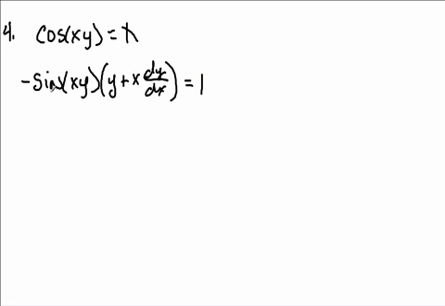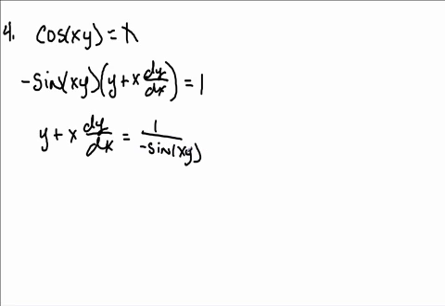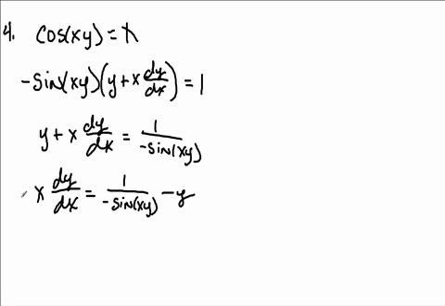So the first thing I want to do is divide both sides by the sine. And that gives me y plus x dy dx equals 1 over negative sine xy. Okay, well, of course, this is where it gets funky. I'm also going to now subtract the y. So that gives me x dy dx equals 1 over negative sine xy minus y. Well, the final thing to do is get rid of this x.